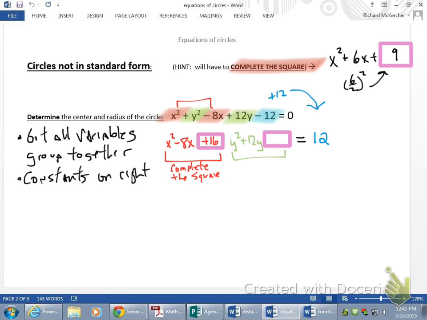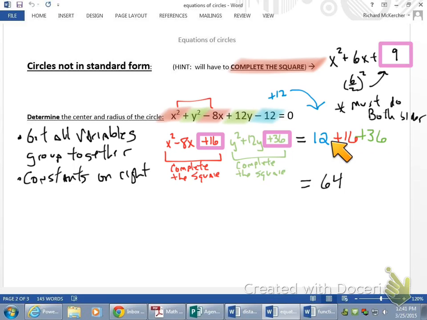And then I have to complete the square over here. And that gives me 36. 12 divided by 2 is 6. 6 squared is 36. Now, we have a fundamental issue, though. If I add 16 to the left of an equation, I must add it to the right. And if I add 36 to the left of the equation, I must add it to the right. So don't forget, we always must add on both sides of the equation.